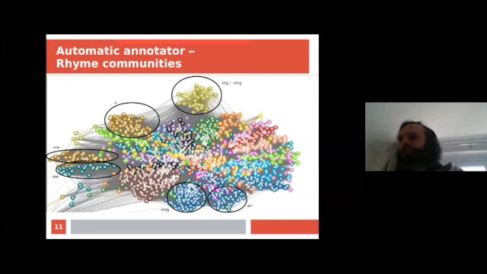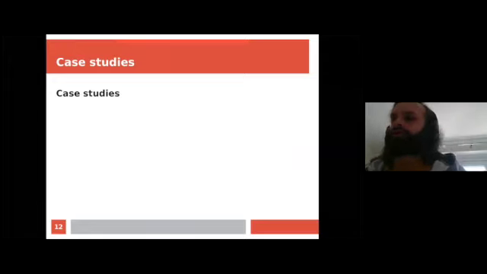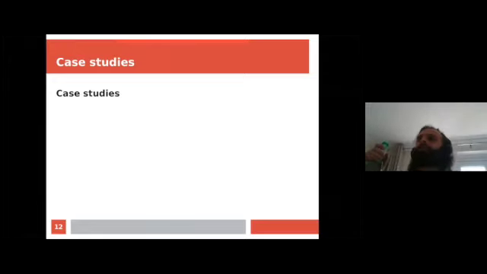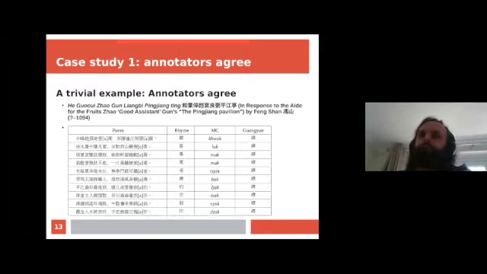So I hope this little introduction was clear enough, and hopefully I didn't take too much time. And we are going to look at a few case studies of, once we have built an annotator like this, how does it behave? What can we do with it? Are there limitations? So the first case I have is a fairly trivial example.